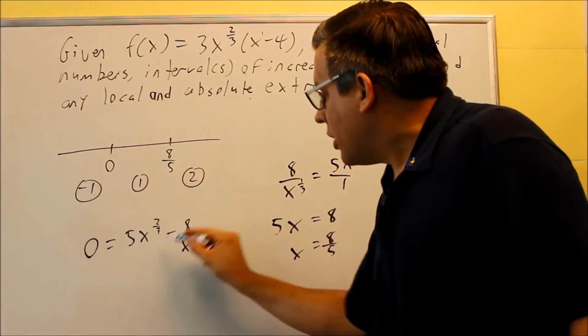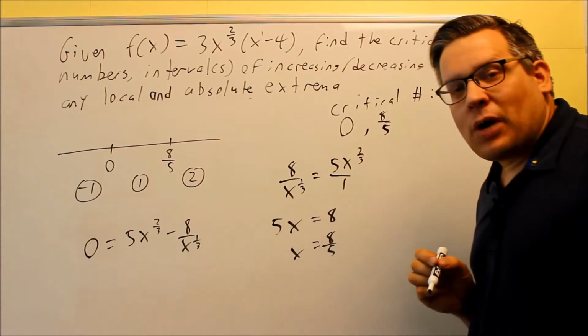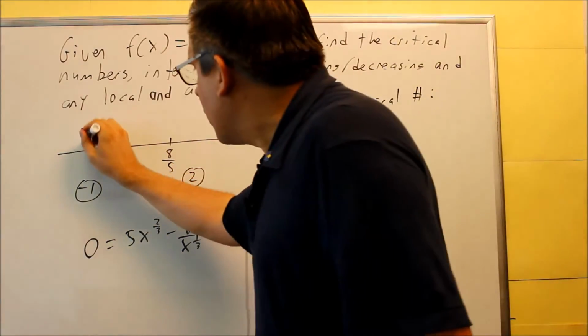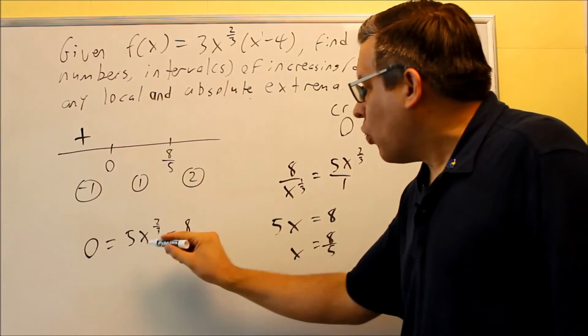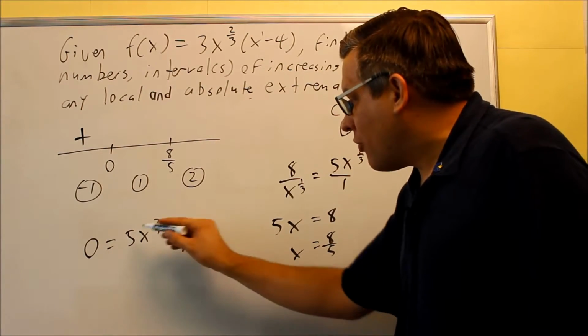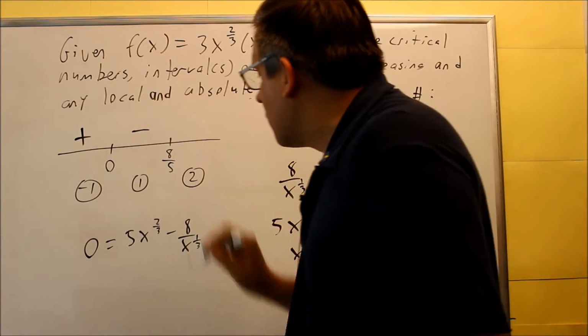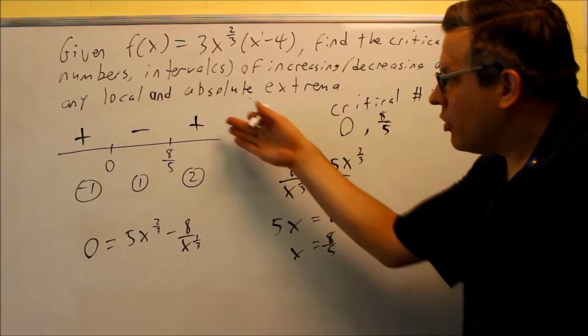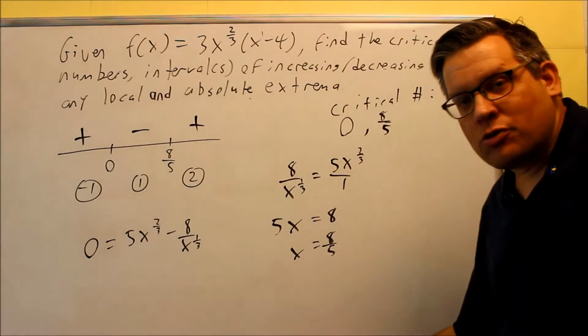So you put -1 into here. If it's a positive number, you put plus. If it's negative, you put a negative. If you put -1 in here, you're going to get a positive number. If you put a 1 inside here, 1 to anything is 1, 5 minus 8, you'll get a negative there. And if you put 2 in there, you'll also get a plus. So that would be your sign configuration for working with the derivative.